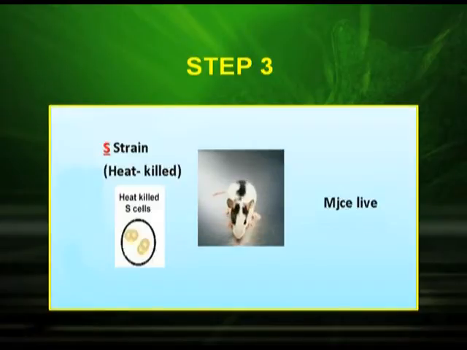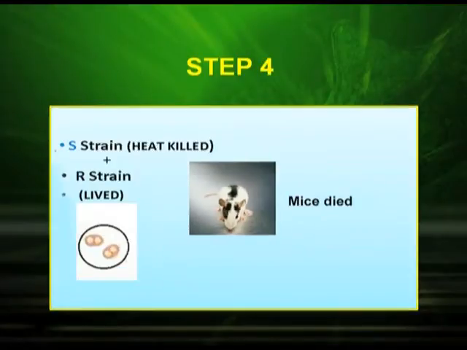In step 3, he injected heat-killed S strain. And what did he find? He found the mice lived. In step 4, he mixed the heat-killed S strain with the living R strain. And to his surprise, he found the mice died.